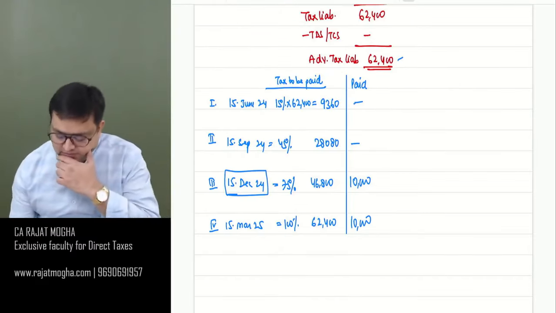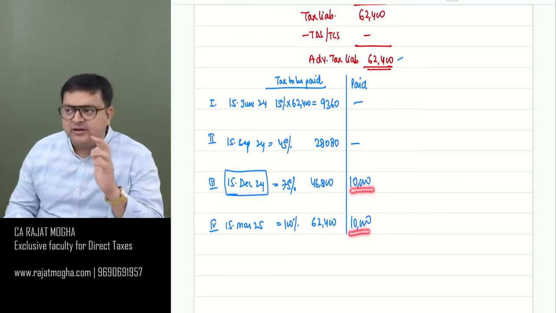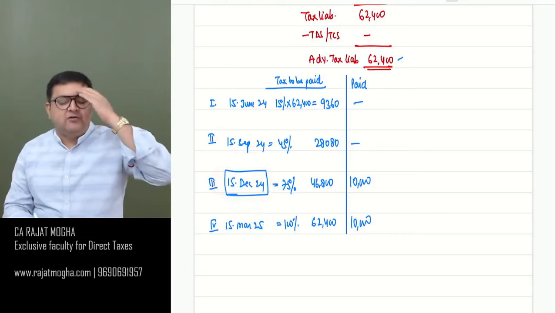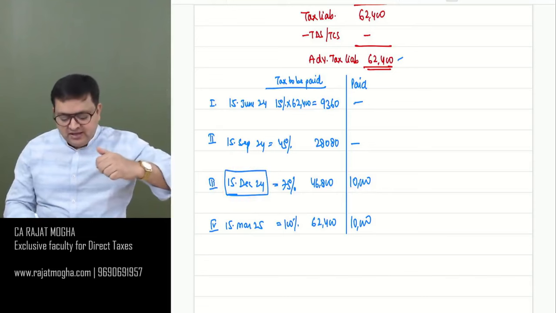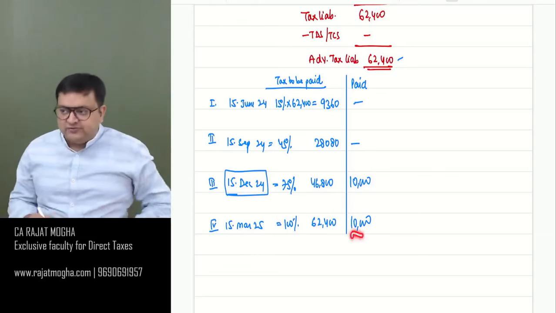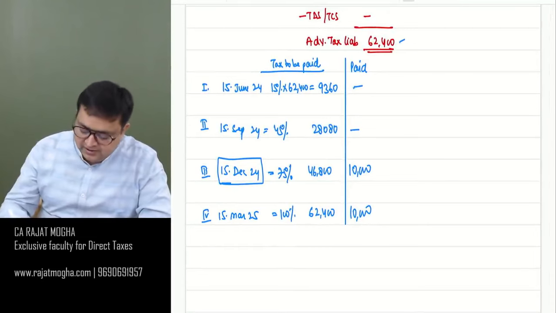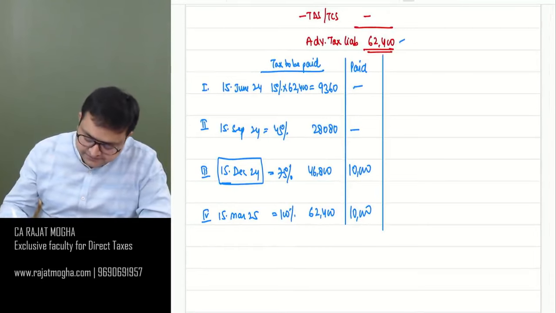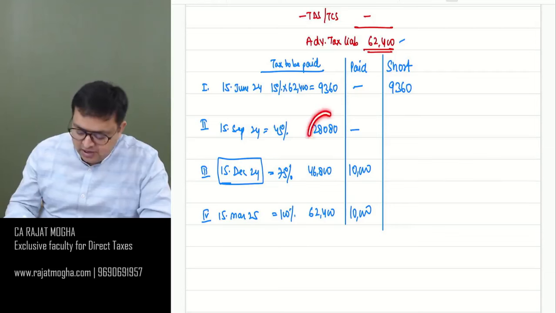Now, I believe there is no doubt that I have written 10,000 here, 10,000 here. Why are we saying that up till this date, assessing officer will see up till 15th of December how much this assessee has deposited, 10,000. And on this date, he will say up till this date how much, still 10,000. So he'll write 10,000. Now, we will see how much is the short amount. 9360. What is the short amount? This is required. How much you have paid? 0. How much is the short amount here?